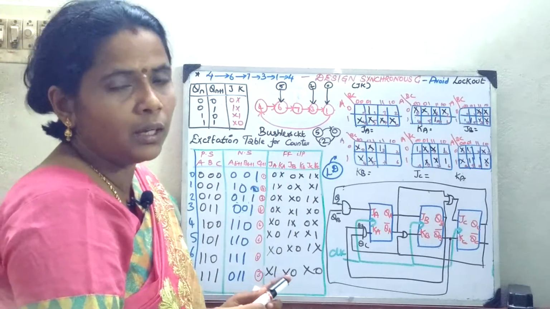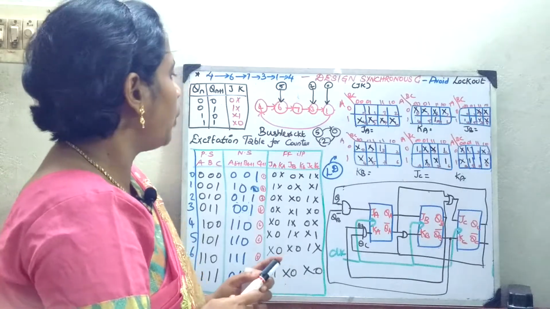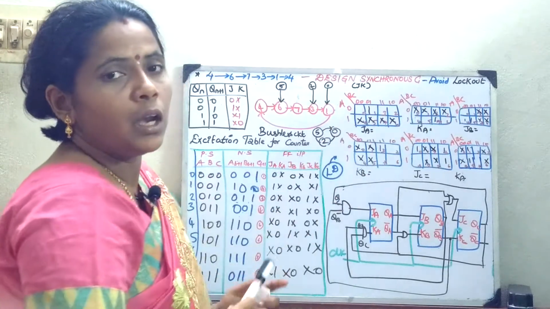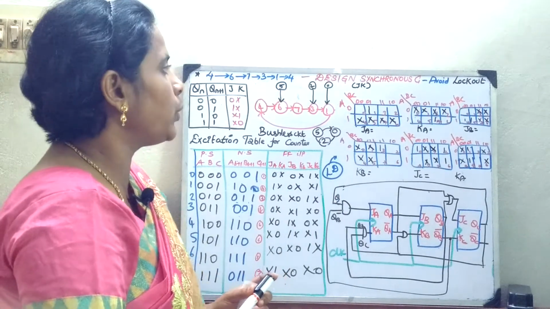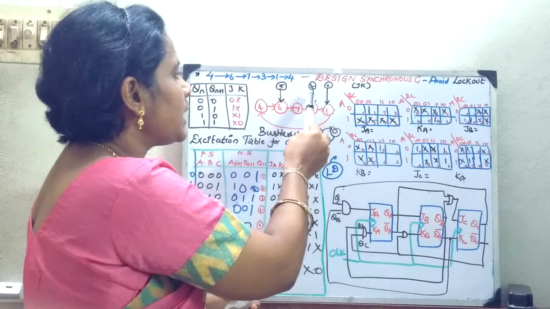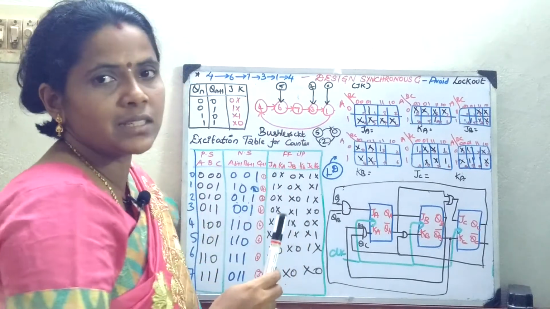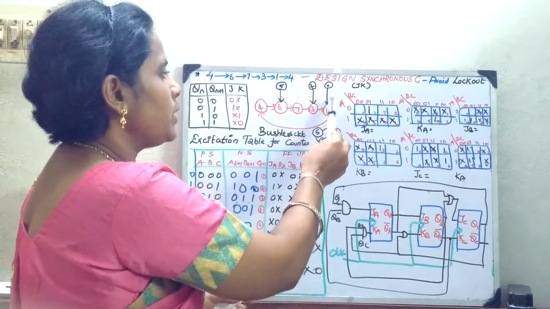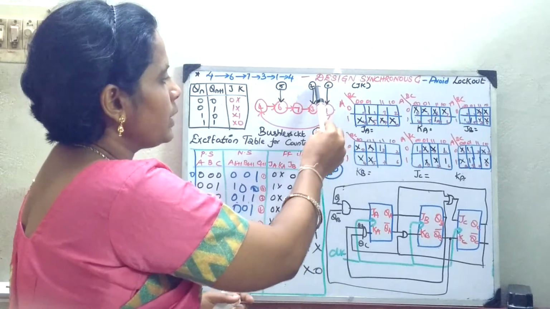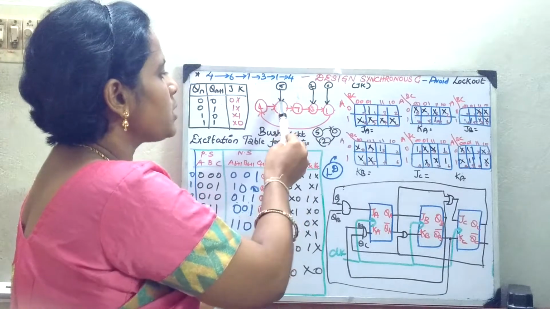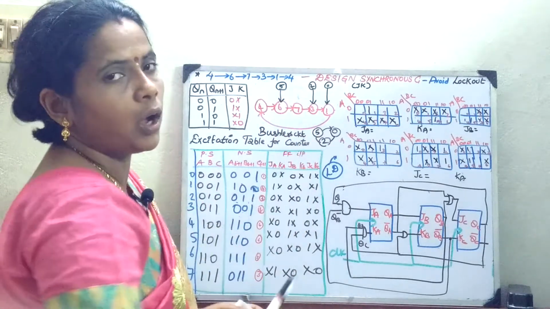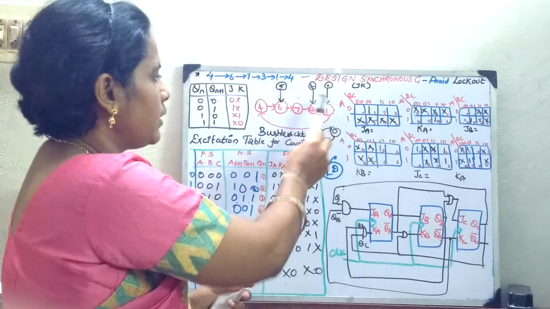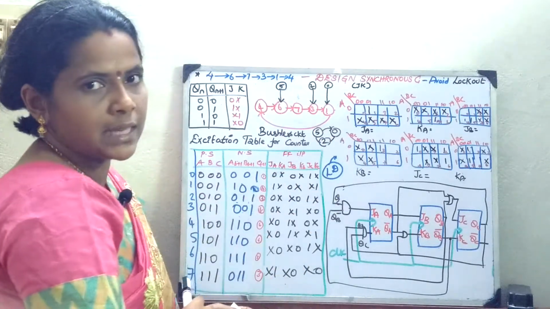Now what you are going to do is the excitation table for the counter. How will you do this? In order to avoid the lockout condition, you assign the unused states to one of the initial states which is nearby. Suppose 0, I connect it to 1; 2, I connect it to 3; 5, I connect it to 6, so that there is no lockout in the problem.